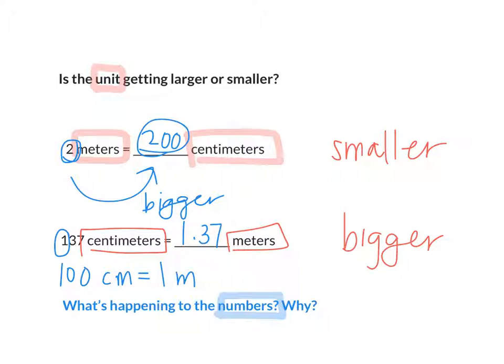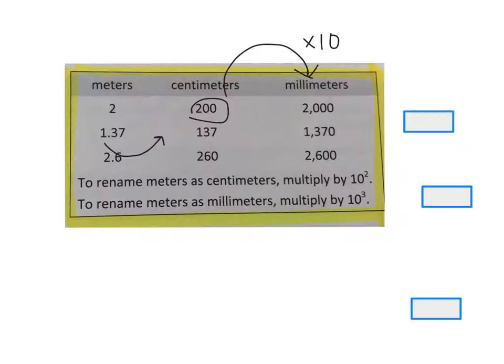So what's happening to the number? I'm going from 137 to 1.37. Is the number getting bigger or smaller? Bigger. I'm going from 137 to 1.37. Did the digits get bigger or smaller? Smaller. How come? Talk at your table groups.